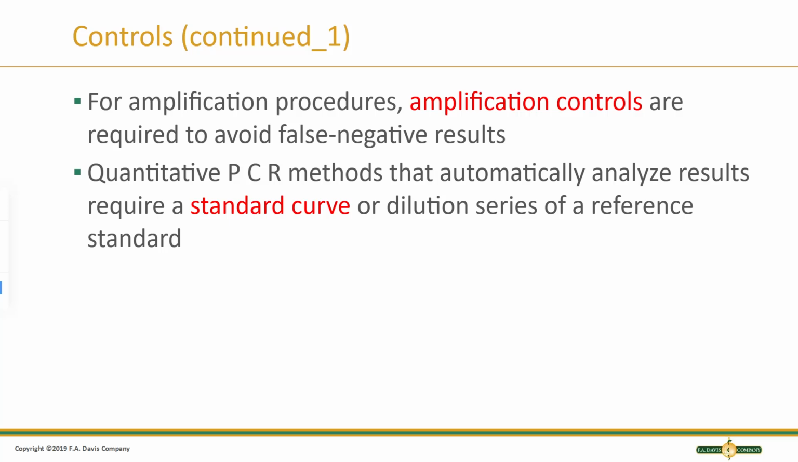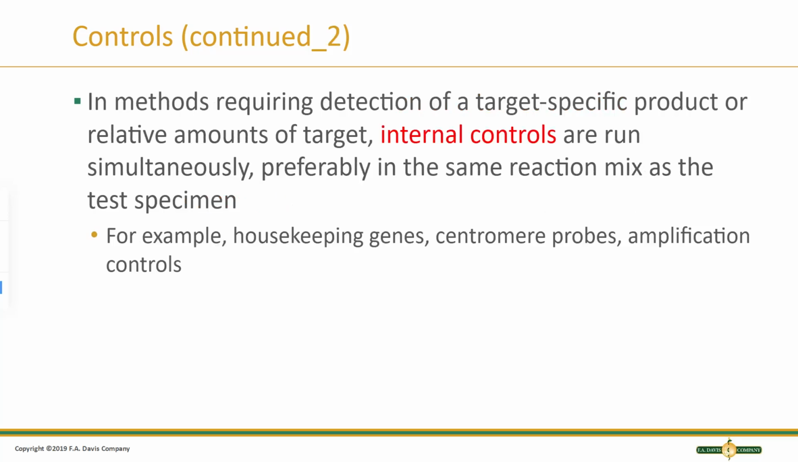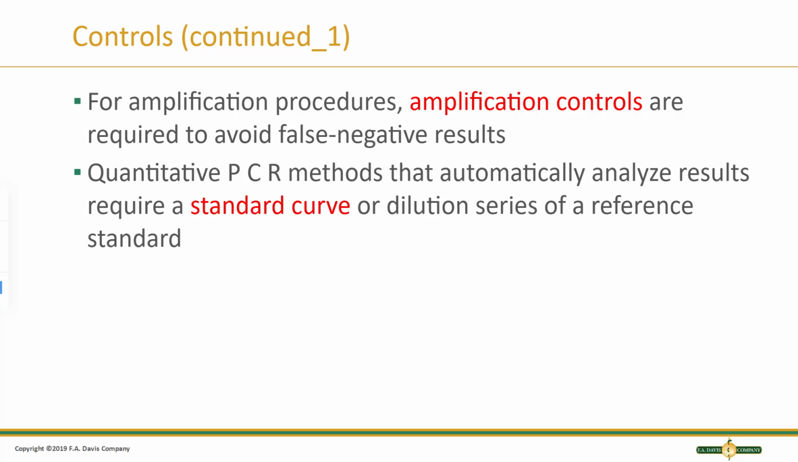Quantitative PCR methods that automatically analyze results require a standard curve or dilution series of a reference standard. Quantitative PCR, again, in this course we're going to go through in much more detail, but basically as the PCR makes copies of the DNA, it's going to quantify how many copies are made, so that you get a number behind the copies instead of just a visualization of yes, it's there, or no, it's not there. You get an actual quantifiable number.